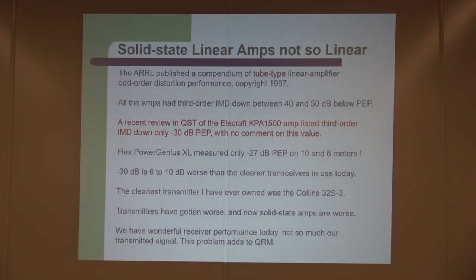The state of the art of linear amplifiers are not so linear. In 1997, the League published a compendium of half a dozen amps. They were tube amps, of course. And everyone had third-order products down 40 to 50 dB. Pretty darn good. Better than the rigs. The review this spring, almost a year ago now, for the KPA1500, minus 30 versus minus 40 to 50. And then the Power Genius from Flex, it's better on 40, virtually identical to Elecraft on 20, and on 10 and 6, it's even minus 27, so not exciting.